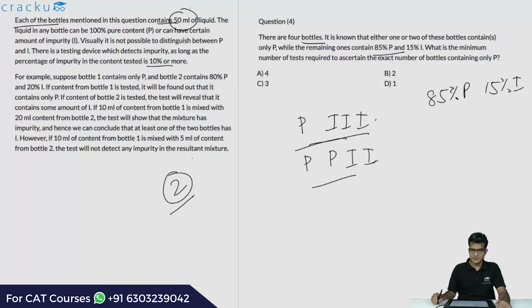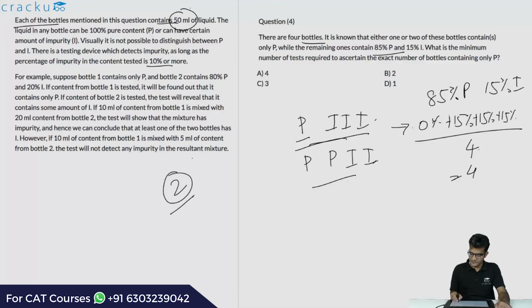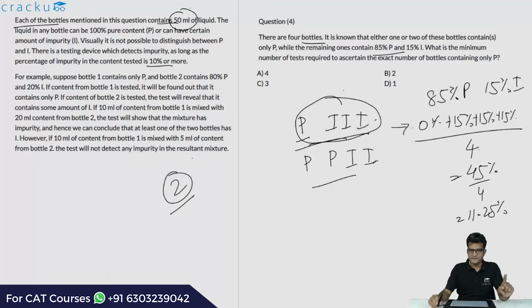What is the percentage impurity in the first case? In the first case, P will give 0% impurity. The remaining 3 will give 15% impurity. So the average impurity in the sample will be whole of this divided by 4, which is equal to 45% divided by 4, which is 11.25%. So in the first case, if there is only one pure bottle and 3 bottles which are impure containing 15% impurity, if you are mixing equal quantities from each of the 4 bottles, the percentage impurity will be 11.25%. Now if you are conducting a purity test on this sample, it will return impure.